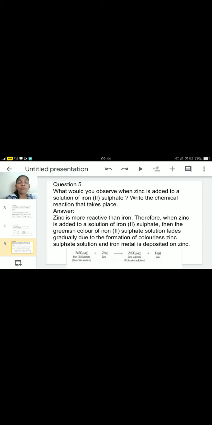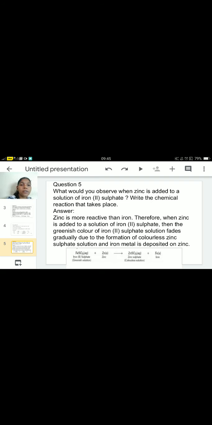Next question: what would you observe when zinc is added to the solution of iron 2 sulfate, that is ferrous sulfate? Find the chemical reaction that takes place. Zinc is more reactive than iron. Therefore, when it is added to the solution of iron 2 sulfate, the greenish color of iron 2 sulfate fades gradually due to the formation of colorless zinc sulfate solution, and iron metal is deposited on the zinc metal.